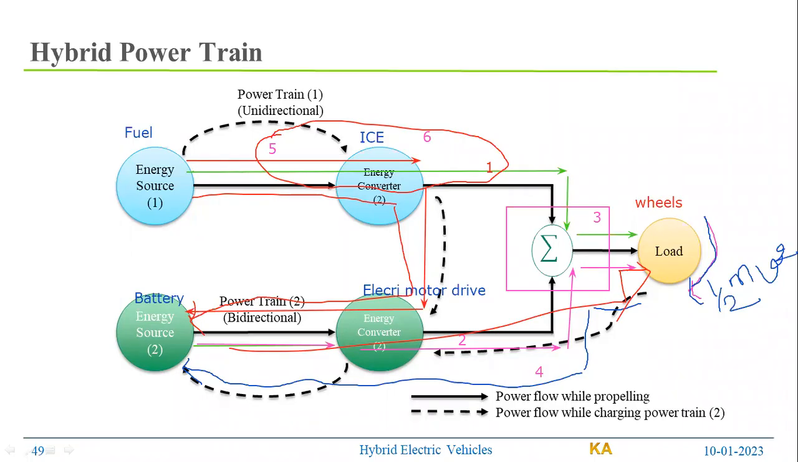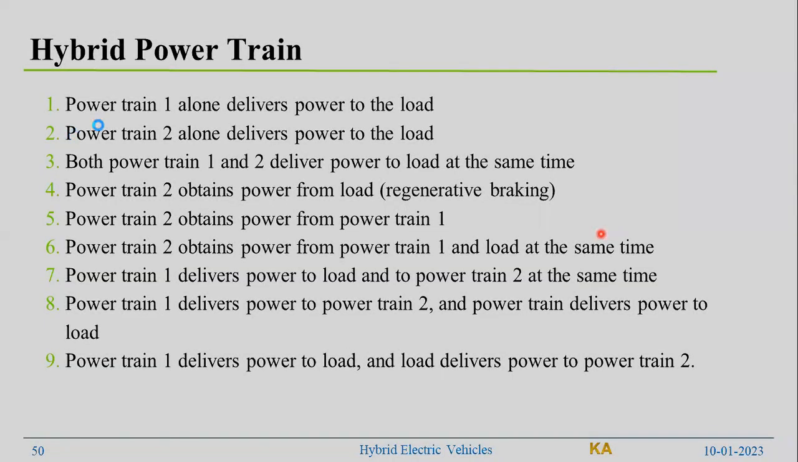Okay, so these operations are again listed over here. First, powertrain 1 alone delivers power to the load. That means the engine only delivers power to the load. Powertrain 2, the battery only, delivers power to the load. Or a combination of both delivers power to the load at the same time. Powertrain 2 obtains power from the load, that is regenerative braking, during cruising or braking conditions.